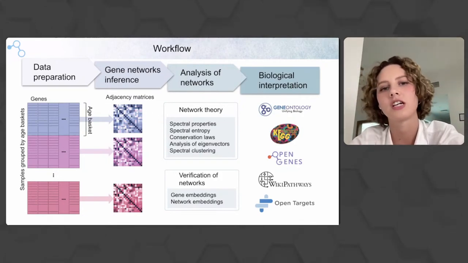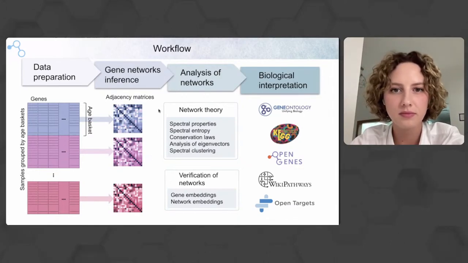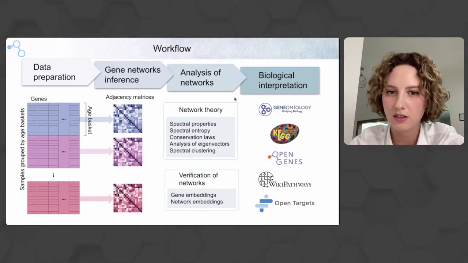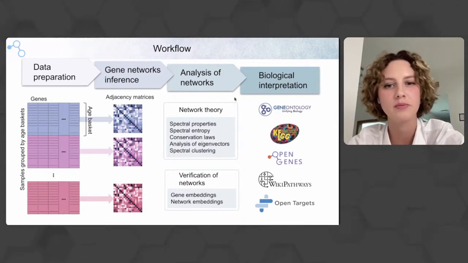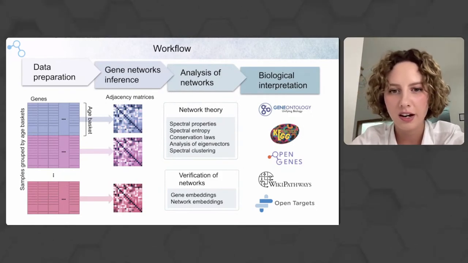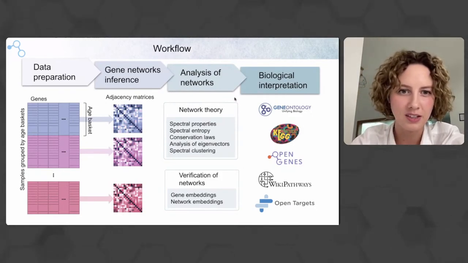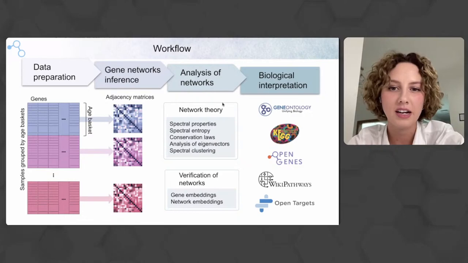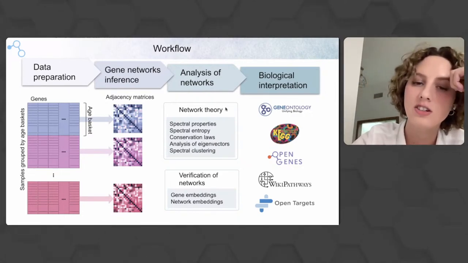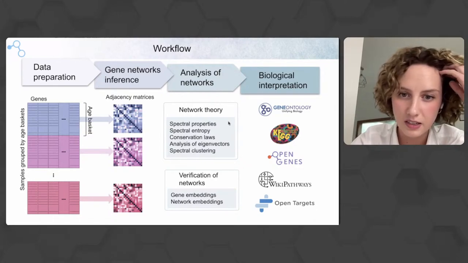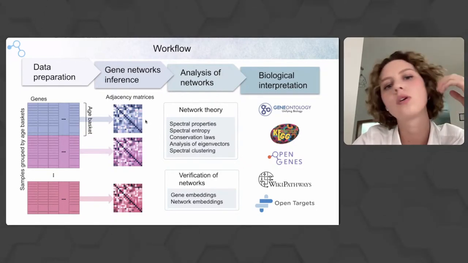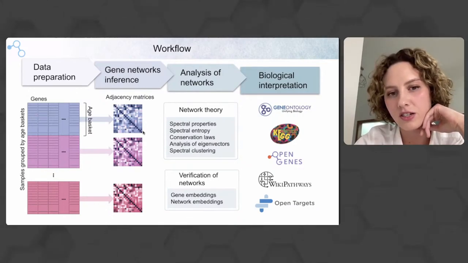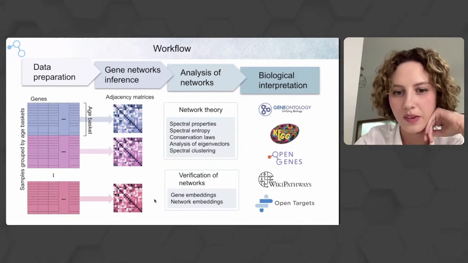Then, after we got adjacency matrices, we analyzed them with network theory. So we find spectral properties, compute spectral entropy, and study whether such networks have different conservation laws. We analyze eigenvectors, analyze spectral clusters, and analyze how genes migrate among clusters in aging cores.